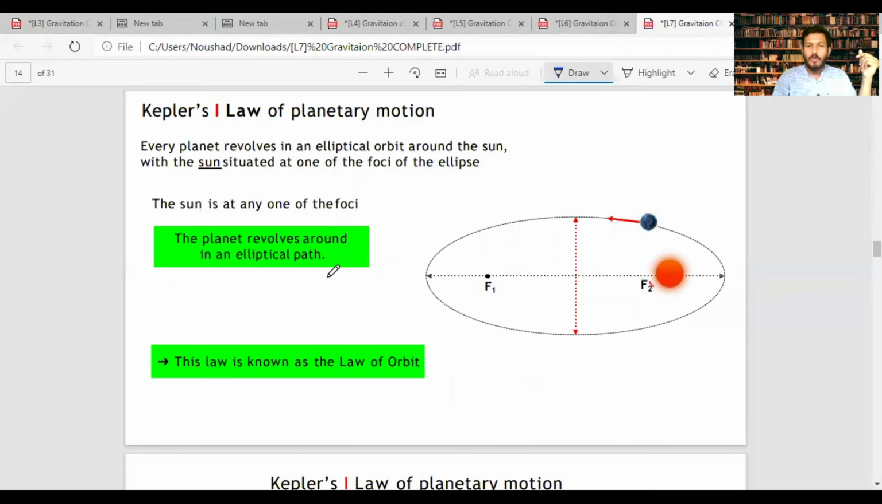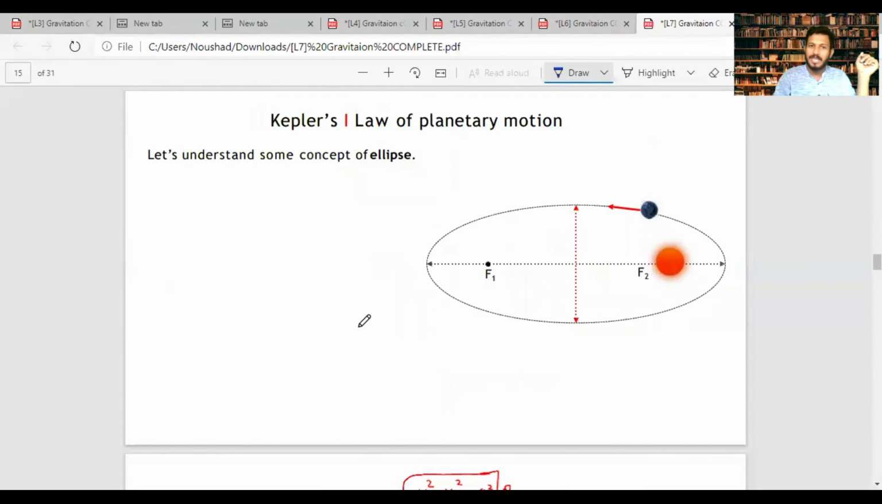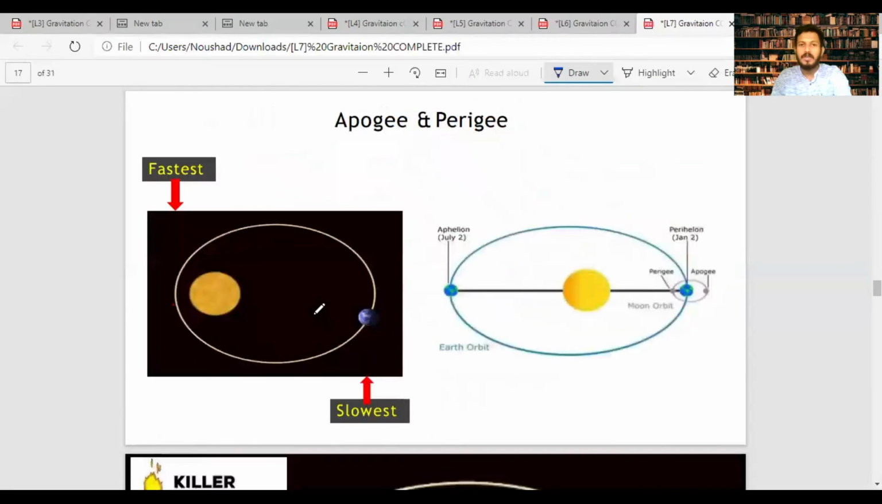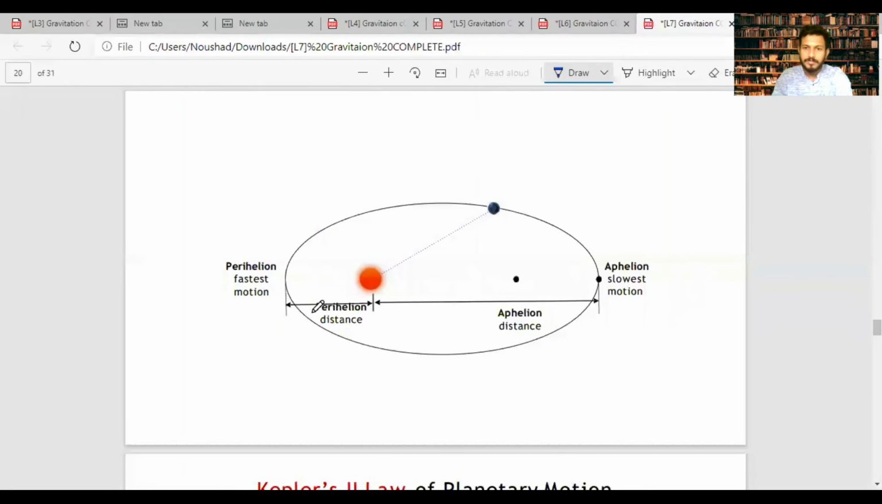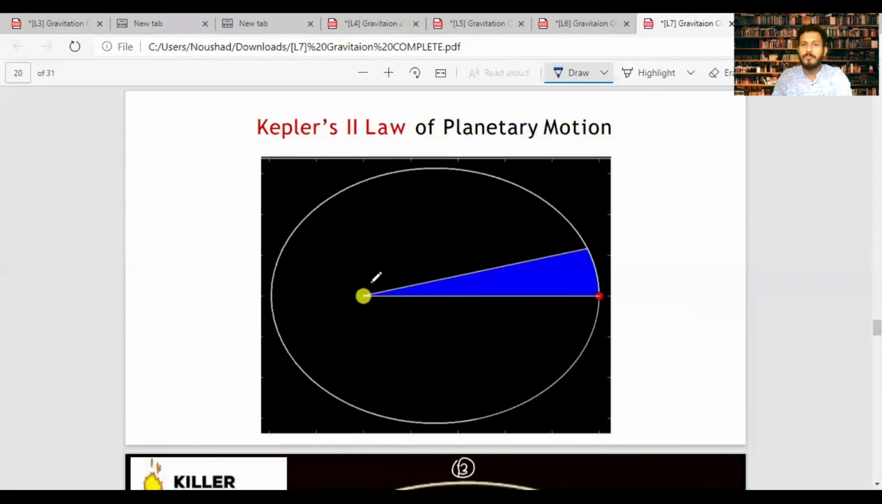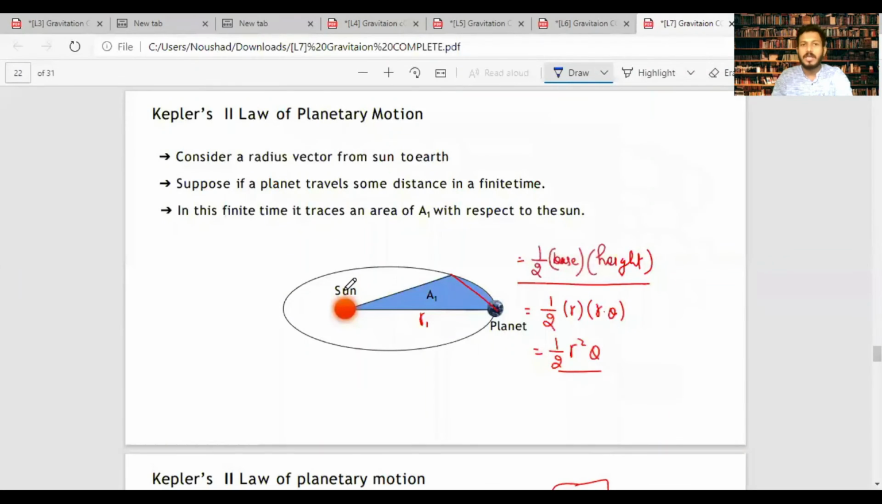First one is the law of orbit. The planet revolves around the sun in an elliptical orbit. It's very clear. This law is known as the law of orbit. A very simple law. But the second one is very, very important. Kepler's law of planetary motion, the second one.